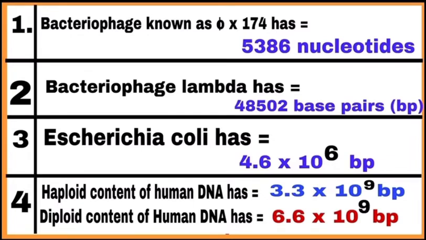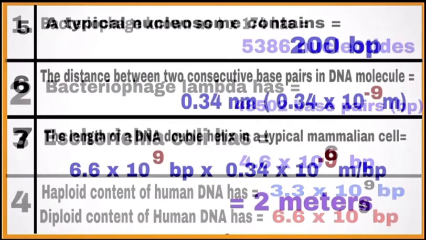4.6 × 10^6 base pairs. Fourth, haploid content of human DNA has 3.3 × 10^9 base pairs, while diploid content of human DNA has 6.6 × 10^9 base pairs.